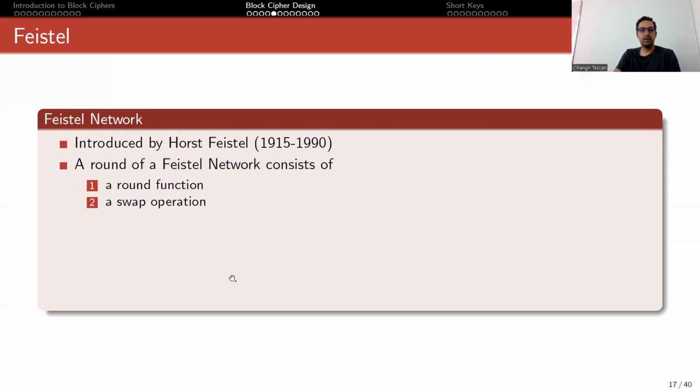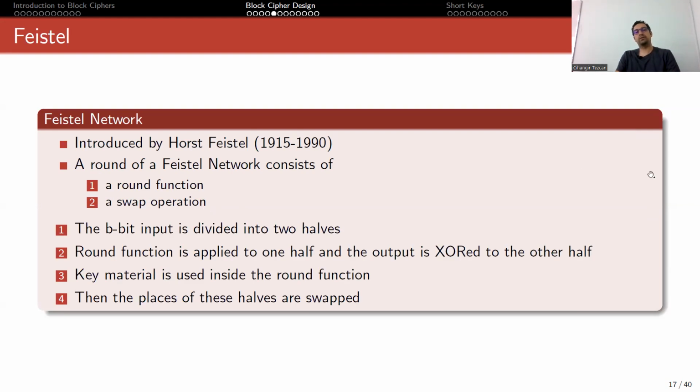Okay. So the second type is Feistel. It was introduced by Horst Feistel. A round of a Feistel network consists of a round function and a swap operation. Okay, the idea is as follows. The b-bit input is divided into two halves. The round function is applied to one half and the output is XORed to the other half. Key material is used inside the round function. Then the places of these halves are swapped.